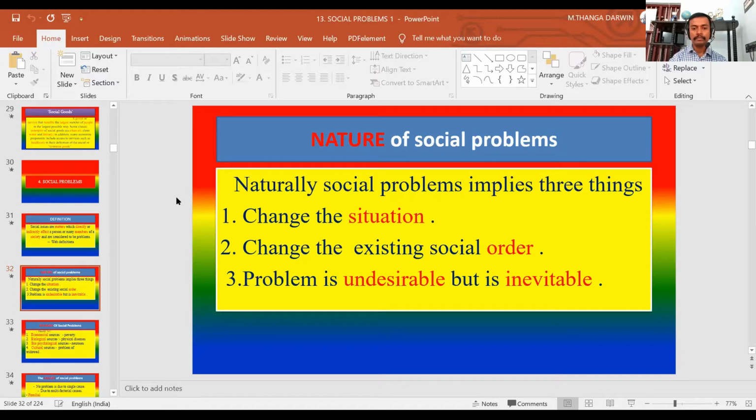Third, the problem is undesirable but inevitable. Problems are always with us. If one problem is solved, another problem will arise. So our role is to manage the problem: how efficiently to manage it, overcome it and solve it.